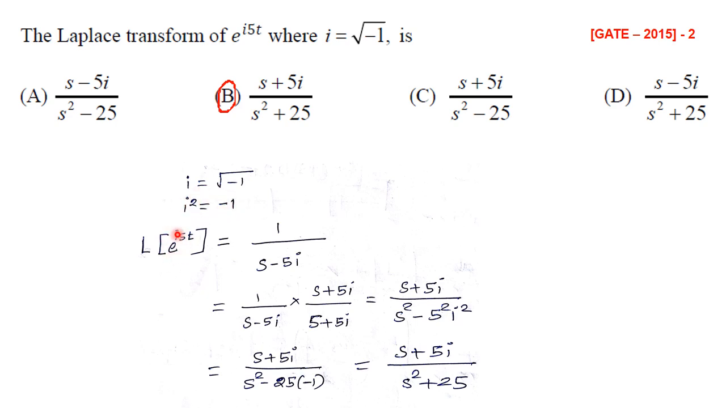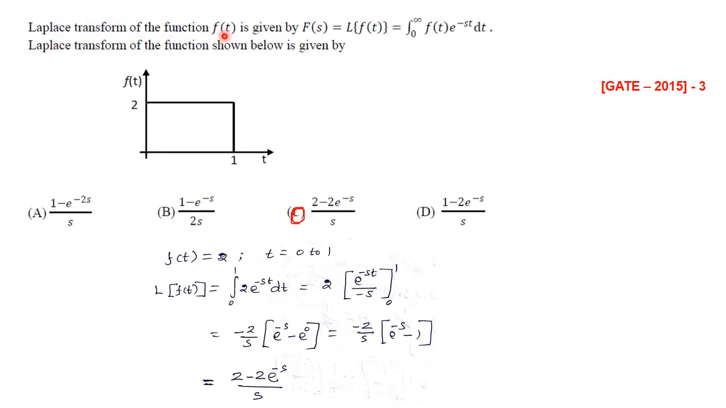From the e power a t formula we know that the transform is 1 divided by s minus a. Likewise here, instead of a we have pi i, so s minus pi i. Now, the options have s plus pi i and s minus pi i in the numerator, so we convert like this. Multiply s plus pi i in both the numerator and the denominator, giving s plus pi i divided by s square minus pi square into i square. Here pi square is equal to 25 and i square is equal to minus 1. Substituting i square equal to minus 1, the final answer is s plus pi i divided by s square plus 25. So option B is the correct answer for the given question.